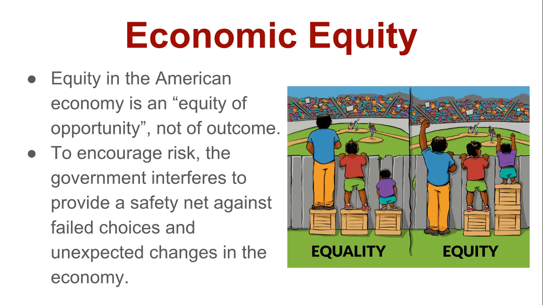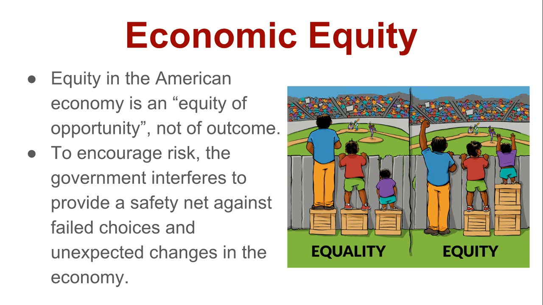Now, within America, we also have a value of equity. And equity in the American economy, it is important to understand, is an equity of opportunity, but not of outcome. We will all make different choices. This is a part of our freedoms and our values. And as a consequence of the different choices we make, we will have different outcomes. But in theory, the United States values this equity of opportunity. And so all individuals should have all potential roads open to them.